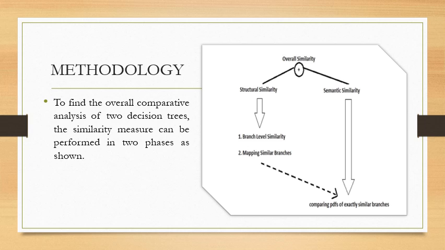The methodology that we have used in our research paper to find the similarity is as follows. To find the overall similarity, we need two factors, structural similarity and semantic similarity. We have already talked about this. To find the structural similarity, there are two things we need to focus on: the first is the branch level similarity, and the second is mapping similar branches. We are trying to do both of them here, and after that we are going to club this with the semantic similarity to find the overall similarity.